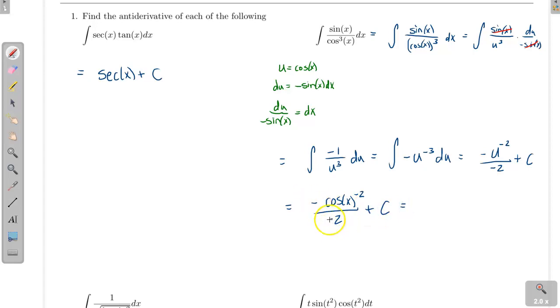And this one, the negatives cancel. And also, I just don't like having negative numbers in my final answer. So it's 1 over 2 cosine of x squared. And that's my final antiderivative using u substitution.